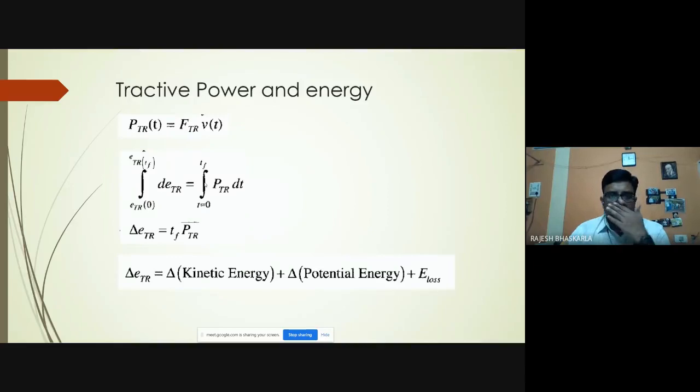Now the total tractive power that is required to pull the vehicle is equal to the tractive effort multiplied by the velocity at which the vehicle travels. So the force required and the velocity are the two specifications which we have to select: what is the velocity of the vehicle and what is the tractive effort required. From this we can get the power.